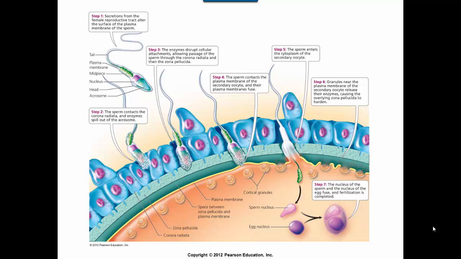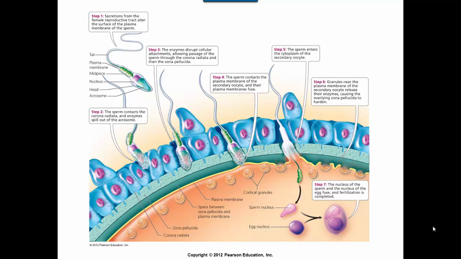So this shows the steps of sperm penetration. Secretions from the female reproductive tract alter the surface of the plasma membrane of the sperm. Once the sperm contacts the corona radiata of the secondary oocyte, the enzymes contained within the acrosome are released. These enzymes will disrupt the cellular attachments, allowing passage of the sperm through the corona radiata and then the zona pellucida. The sperm will contact the plasma membrane of the secondary oocyte, and their plasma membranes will fuse.